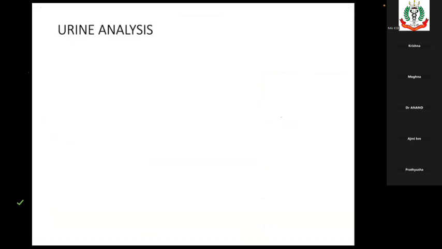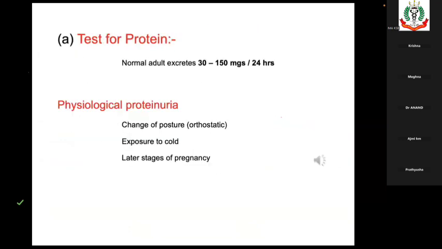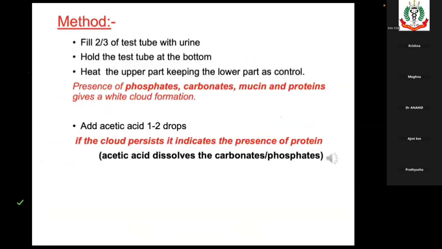Can't skip. Urine analysis, so it's too late. I know 45 minutes or maximum 40 minutes is the time of your attention. Sorry, not retention, I know there is no such thing as retention. Attention.